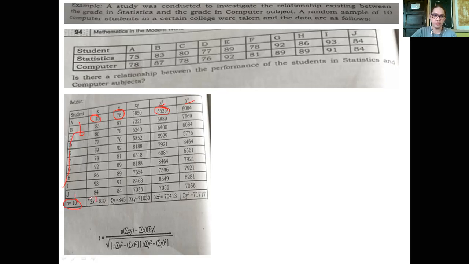For your summation of x, you will just add them all. That gives you 837. And same thing in here, summation of y, you just add them all. That gives you 845. And for xy, you add it, that gives you 71,030. And for the summation of x squared, that gives you 17,413. And summation of y squared will give you a sum of 71,717, sorry, this one.